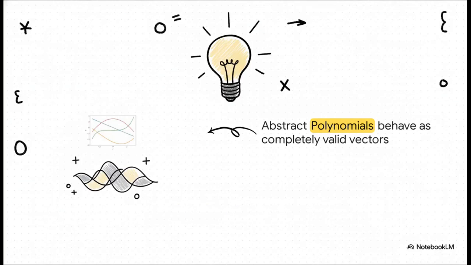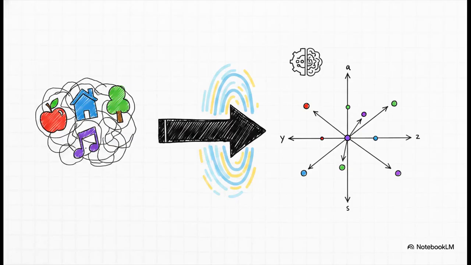But prepare for an absolute eureka moment. Highly abstract objects, like polynomials, those sweeping mathematical curves, can be added together or scaled up too. Even complex digital audio signals can be overlaid and their volume amplified. Because they strictly obey those two simple rules, they are completely valid vectors, meaning we can treat an audio file or a financial curve mathematically the exact same way we treat a simple physics arrow. How cool is that? This realization is the secret translation layer that makes literally all of machine learning possible.